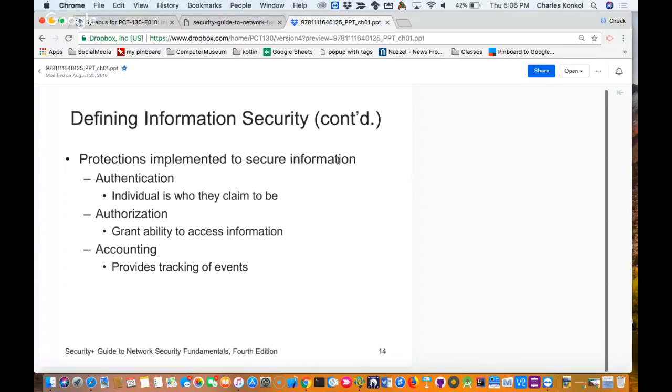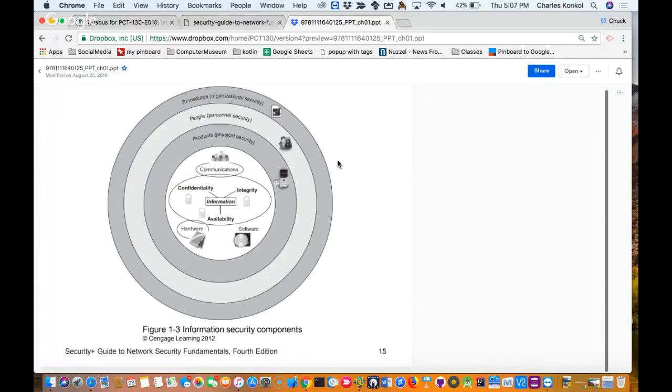So, when you're authenticating with your computer, with your bank, you want to make sure you're the only one that can do that. You don't want everybody and your brother having it. Same thing with authorization, that you are the only one granted to have access. And accounting, providing tracking of all events from logging in and logging out of your computer to the door you unlock with a proximity card.